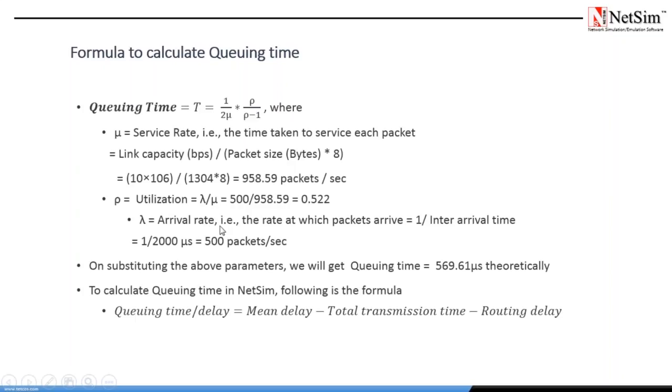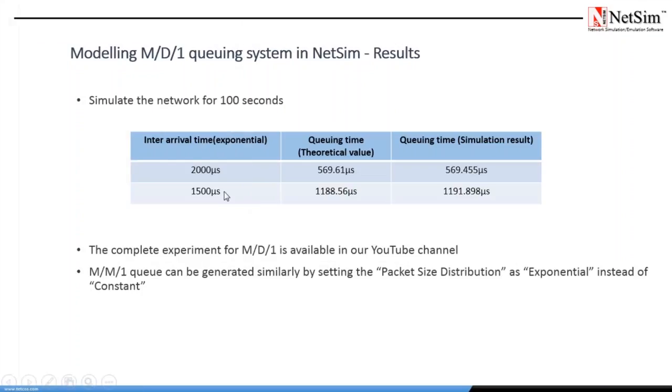And the theoretical formula for calculating queuing time is given as 1 by 2 mu into rho by (1 minus rho), where mu is the service rate and rho is the utilization. Utilization is defined as arrival rate by service rate. And if you were to apply this formula, you would note that the theoretical queuing time for our model should be 569 microseconds.